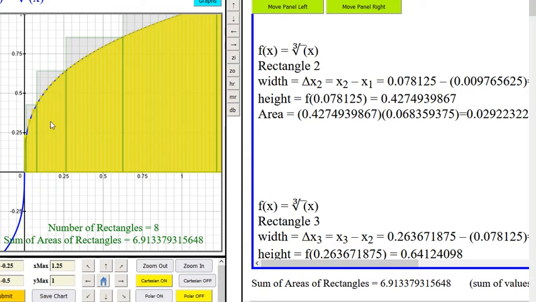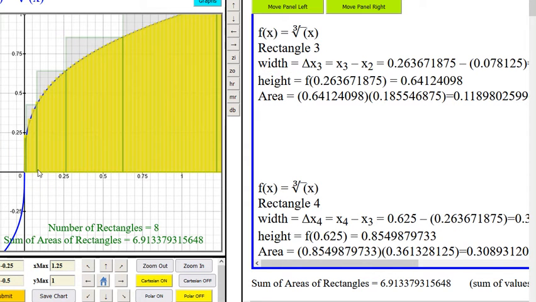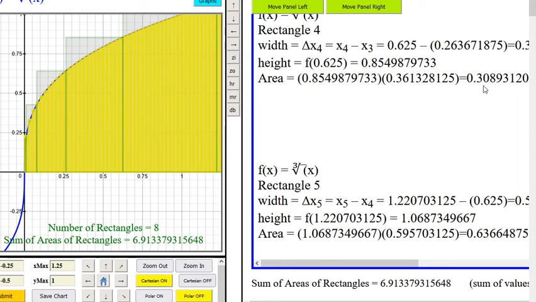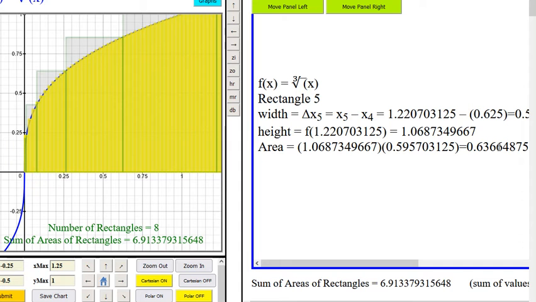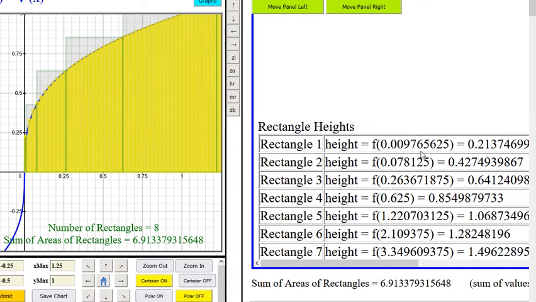And let's find the height of the third rectangle. This is x of 2, and this is x of 3. So this is 0.078, and this is 0.2636. We will use the right endpoint to find the height, so we want to find this point right here. That point is 0.26 for the x and 0.64 for the height. So the height of the third rectangle is 0.64, and that will give us an area of 0.1189. The rest of the rectangles, this is the area of rectangle number 4, this is the area of rectangle number 5, and then rectangle number 6, number 7, number 8, they can all be found similarly.